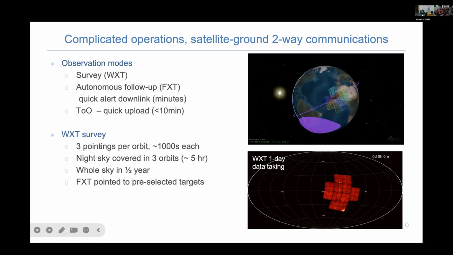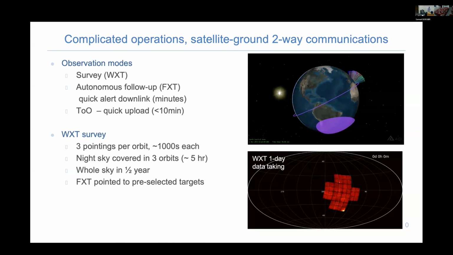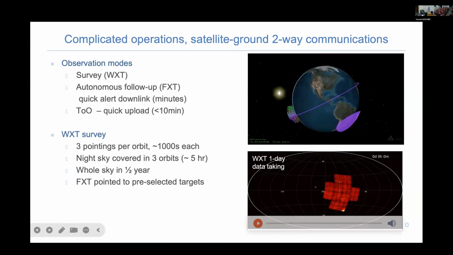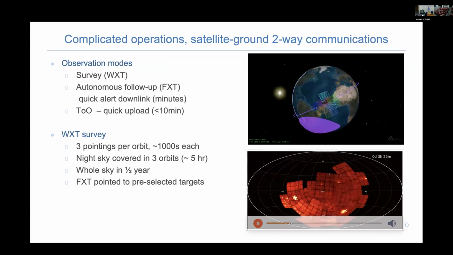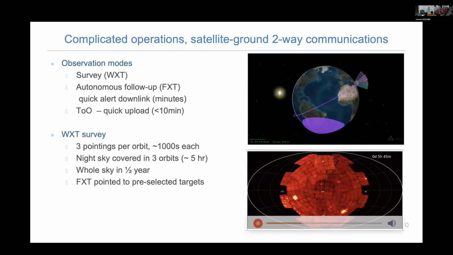For the WXT survey, it has 3 pointings per orbit, and every pointing is about 1,000 seconds. The night sky can be covered in three orbits. In the meantime, the FXT can perform its own observations for those pre-selected targets or TOO targets. So this is the coverage demonstration for the WXT survey.